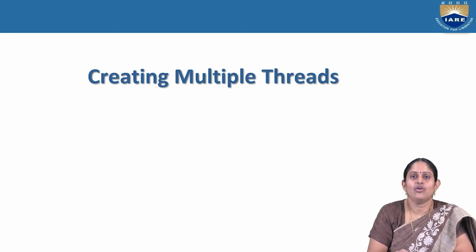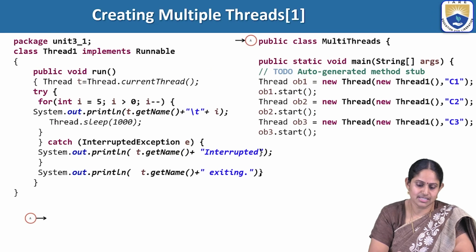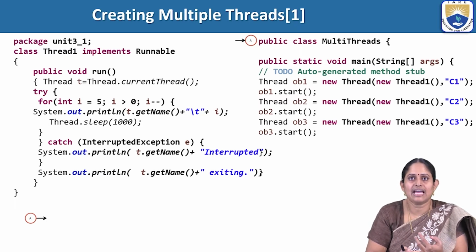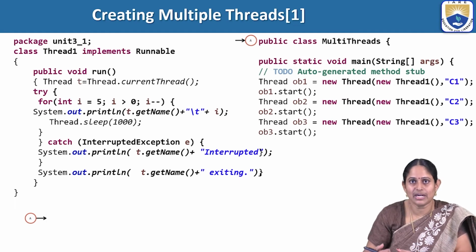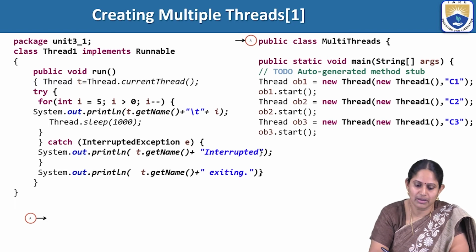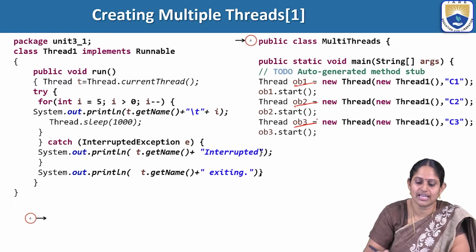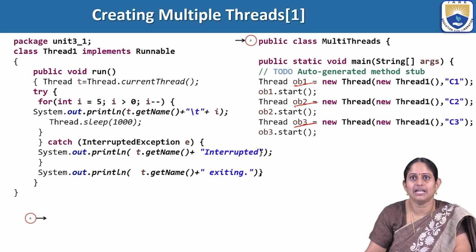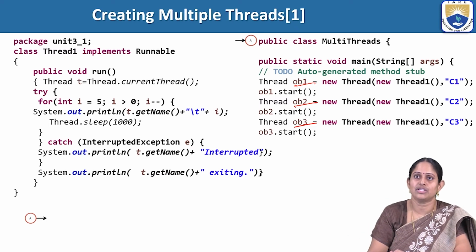Next, let's see how we can create multiple threads. In the previous example, we have seen only two threads executing: one is the main thread and another is the child thread. Now, if we want more than one child thread to be executed, what can we do? By creating multiple objects of the thread, we can create multiple child threads. And if we have any work to be done, this work can be assigned to each of these threads.